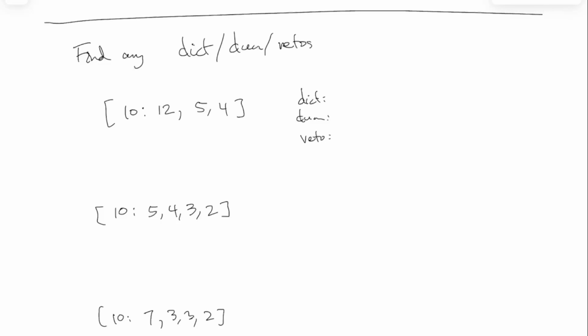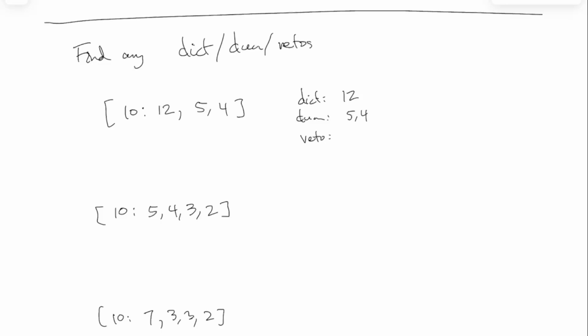So the first one, pretty much everybody said, 12 is a dictator. That's very easy to identify. When there is a dictator, then automatically all of the other ones are dummies. This is the state of dictatorships. So that means the 5 and the 4 are dummies, because if the 12 has all the power, the 5 and the 4 have no power at all.